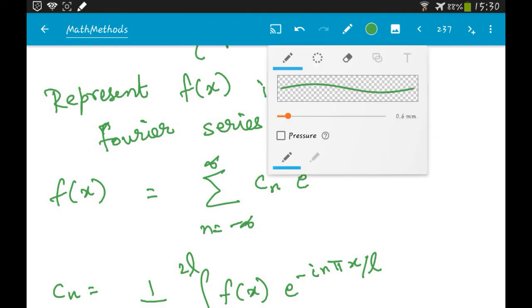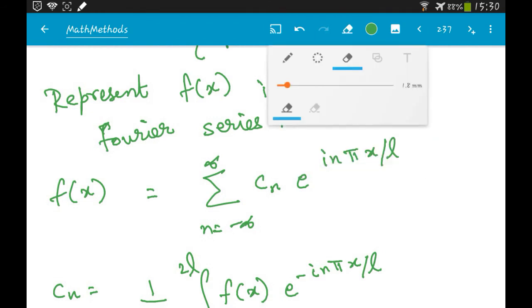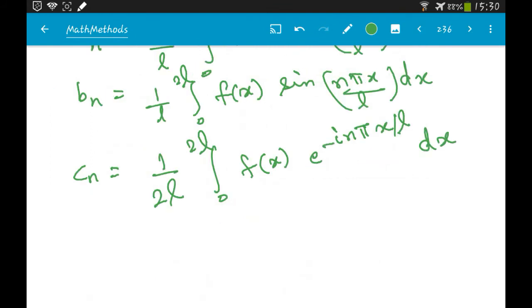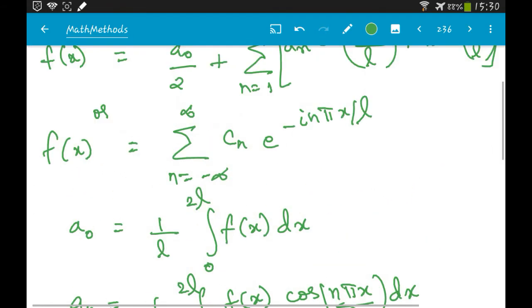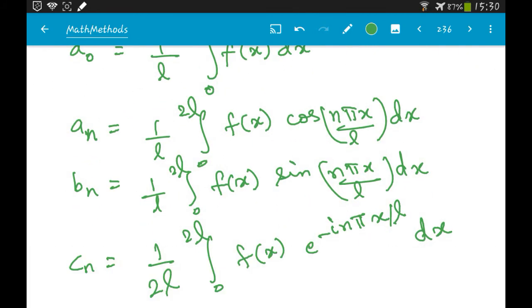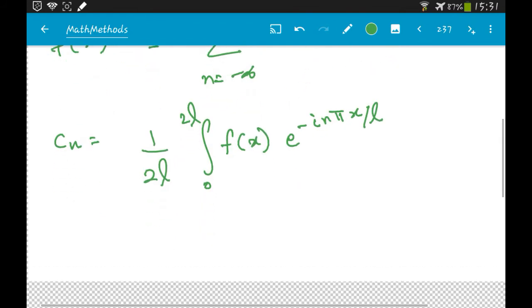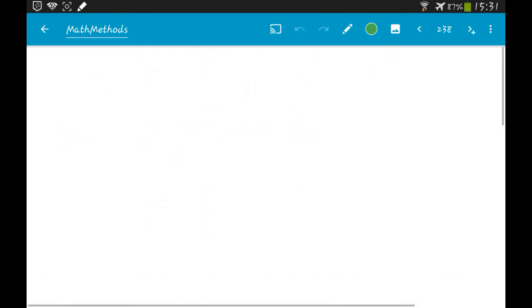So there was a mistake here, right? This has to be plus. When f of x is written in terms of the exponential Fourier series, it is Cn e power plus i n pi x by L, but in the formula to calculate Cn, the formula has e power minus i n pi x by L. So please be careful about that, otherwise you will make the same mistake that I made.